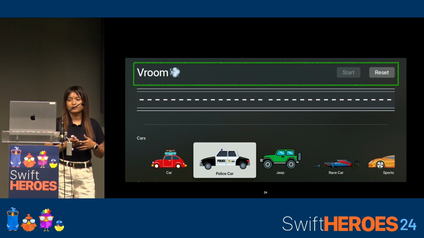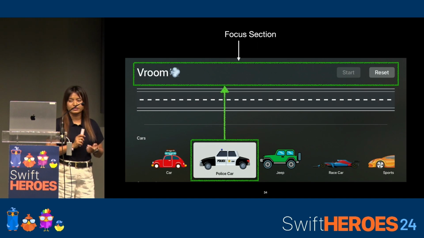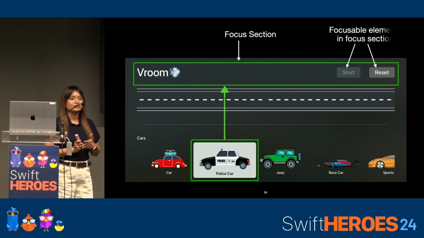That's the solution. This can be interpreted as an invisible focus guide that exists there, and it catches the focus. In SwiftUI terminology, it's called a focus section. So we are going to create a focus section here, and what a focus section does is it transfers the focus to focusable elements inside the section. So there are two focusable elements, of course. The start button is disabled, so it moves on to the reset button. But ideally it would move to the start button if it was enabled.